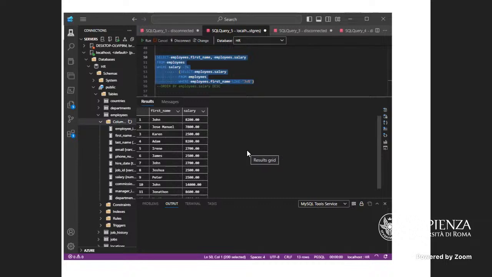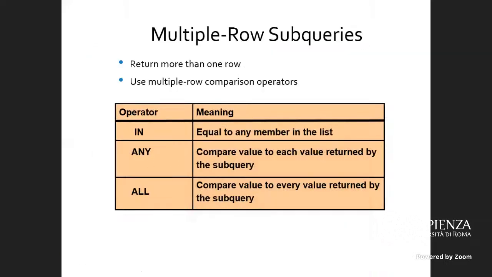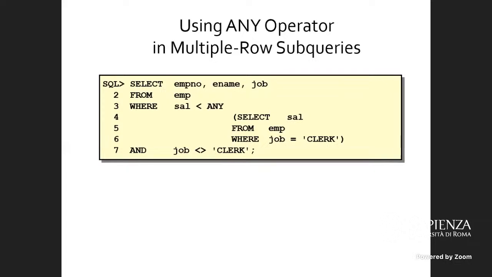Why do you think IN worked and ANY did not work? So we will answer that question now. Multiple-row subqueries return more than one row per query. That's what they do. Using ANY, where salary is less than ANY, or where salary is greater than ANY, that should work in that case.